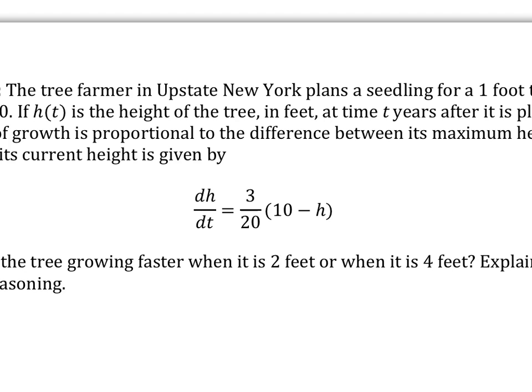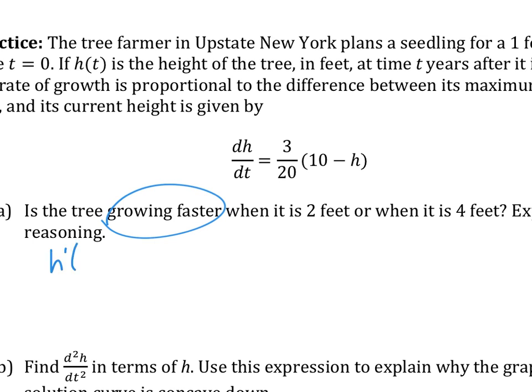Is the tree growing faster when it is 2 feet or when it is 4 feet? Explain your reasoning. All right, talk to your partner. What are they looking for? What does growing faster mean? dh over dt, yes. They're looking for dh over dt at 2 compared to dh over dt at 4. So what is the rate at 2? What is the rate at 4? Then you're going to do that and explain which one is bigger. That's going to tell you at what height it is growing faster.